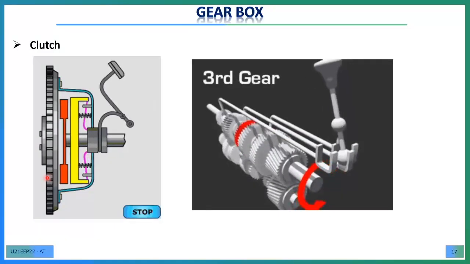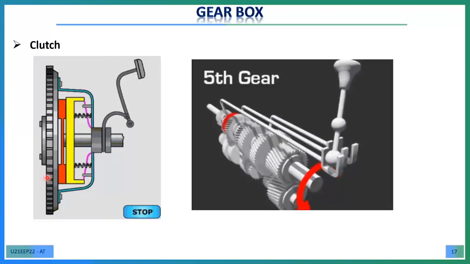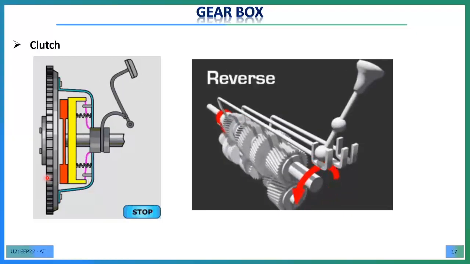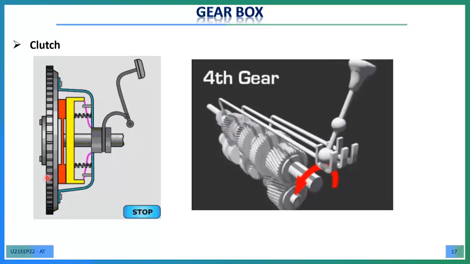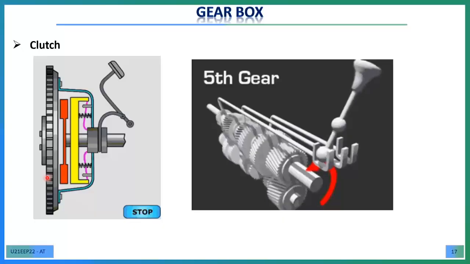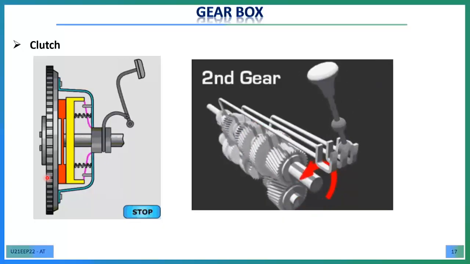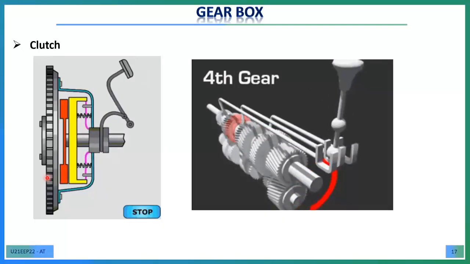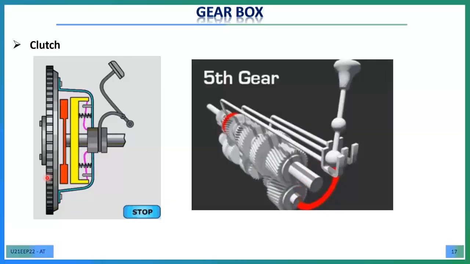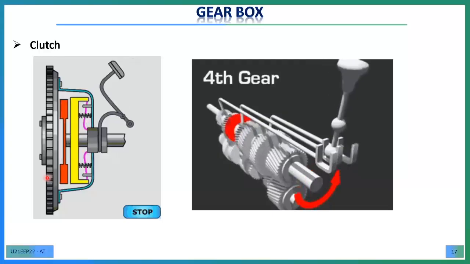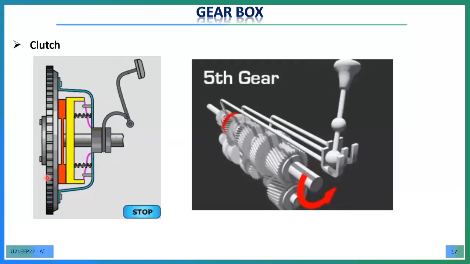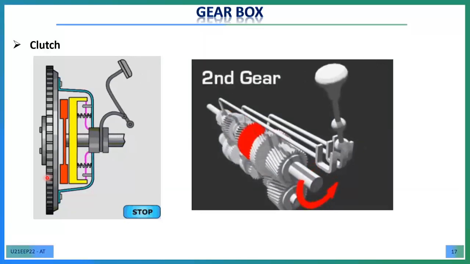In the next video we will see how the gearbox works for smooth transmission, so that variable speed will be obtained. I hope this video is very useful for you to understand the basic function of the clutch system in a transmission system.